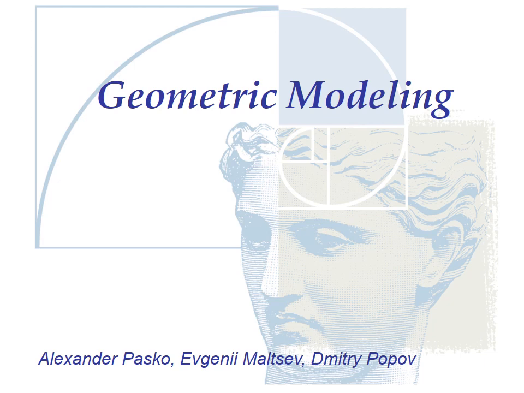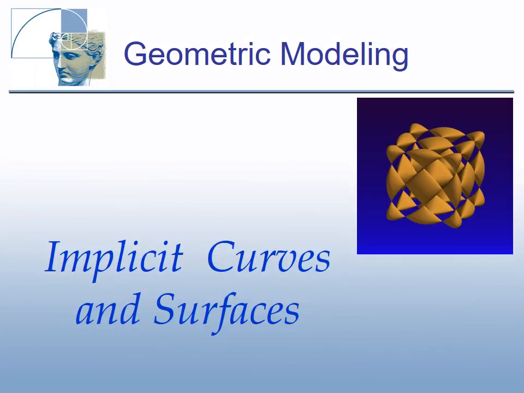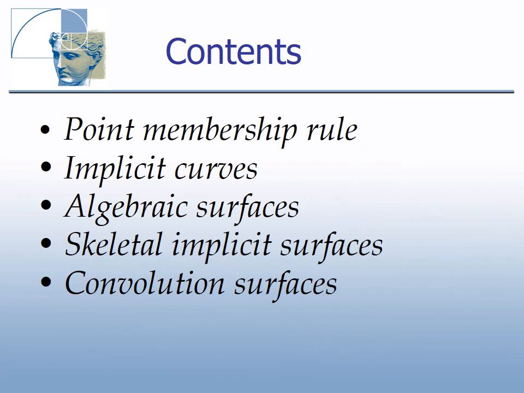We continue the geometric modeling course. This lecture is also related to the course topic on modeling curves and surfaces. The theme of this lecture is devoted to shapes defined with a point classification rule, so-called implicit curves, surfaces, and solids.